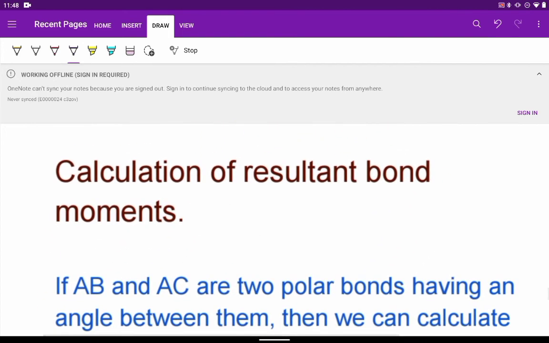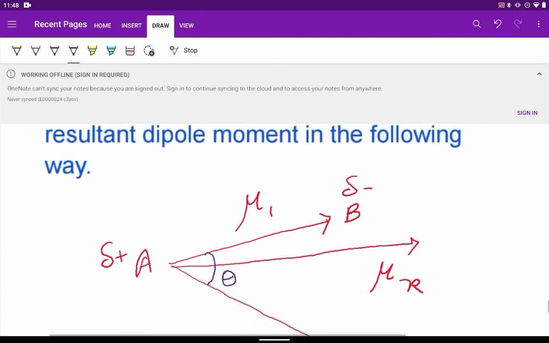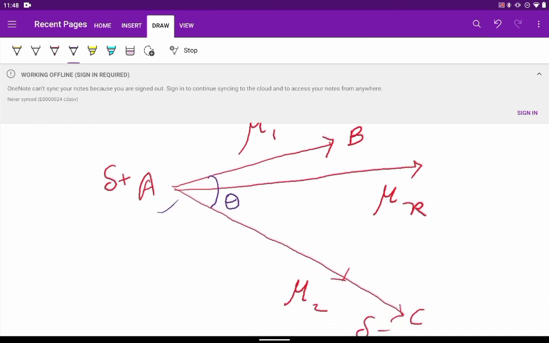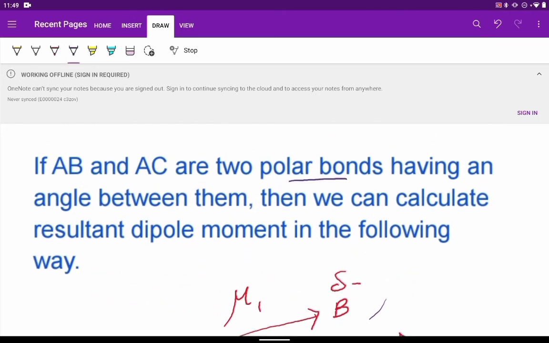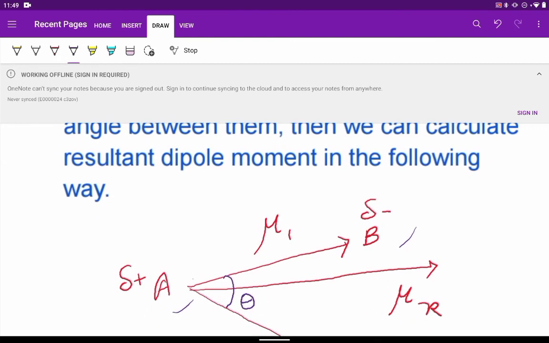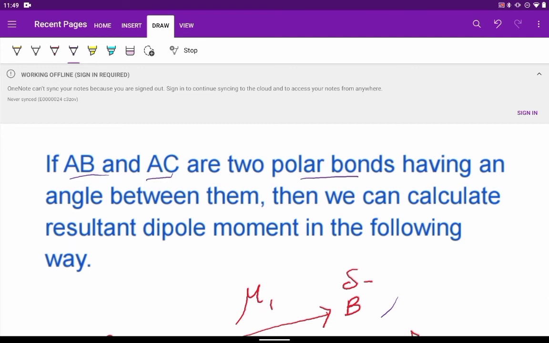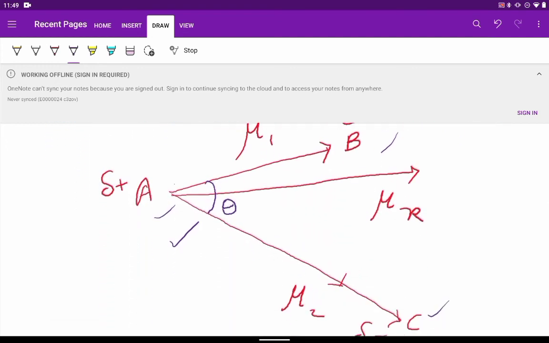If there are two polar bonds, let's say we want to calculate the resultant bond moments. Let's say there is a molecule in which A is the central atom and the other two atoms are B and C. So there are two polar bonds. AB is a polar bond, A to B. AC is another polar bond. So AB and AC are two polar bonds as we see in this figure. The angle between them is theta.